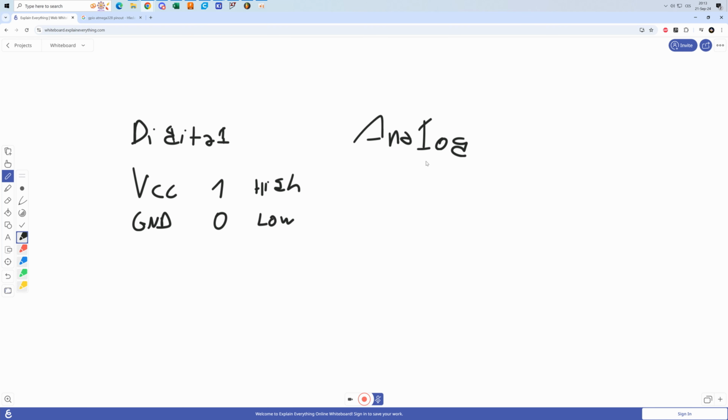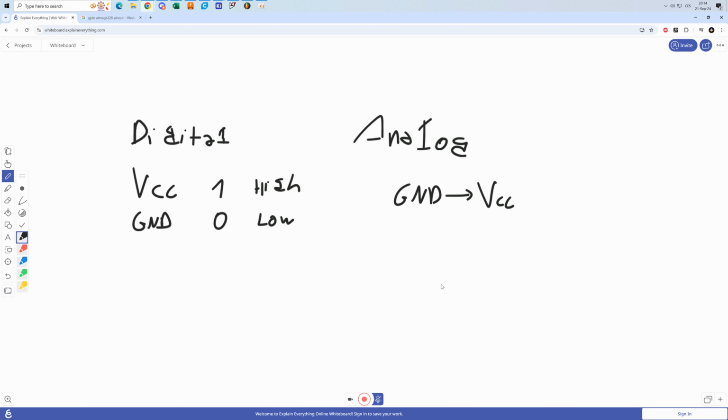Now, analog, on the other hand, looks a bit different. Analog can basically process any voltage that is between ground and all the way to the supply voltage. In some cases, this is not necessarily true. In some cases, they may be only able to process some interval which is in between the ground and the positive supply voltage. Now, analog pins, let's talk about them first.